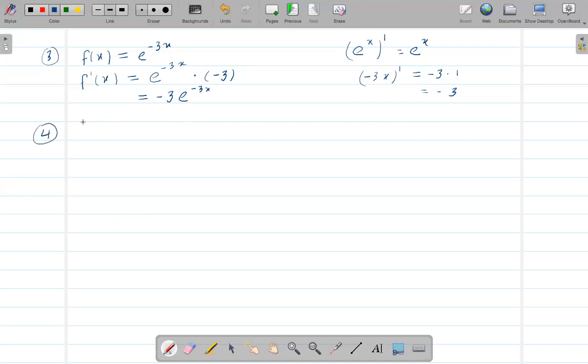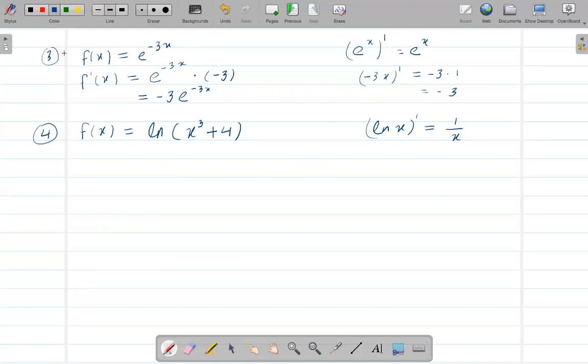Similarly, let's say natural log of x to the power 3 plus 4. So what is the derivative of just natural log of x? Well, we did this in the last section. The derivative of natural log of x is 1 over x, right?